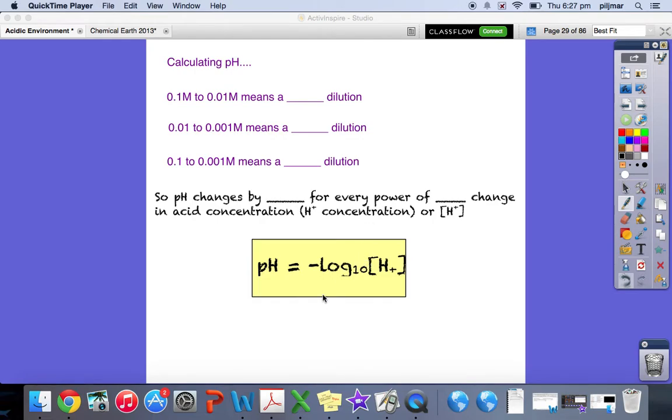So the last thing that we looked at this lesson was the fact that pH is equal to the negative log base 10 of the hydrogen ion concentration. So how did we discover that it was a logarithmic scale? It was to the base 10, so pH changes by 1 for every power of 10 change in acid concentration, or the hydrogen ion concentration. So where does that bring us to? We just want to go back and have a look at where this idea of pH comes from. How did we get this pH scale?